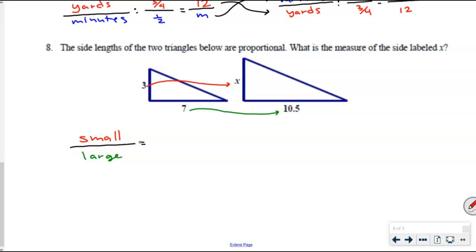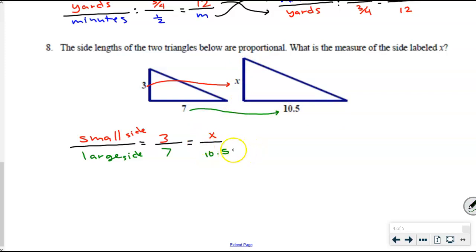So I'm comparing the small side to the large side with the ratio of 3/7. That's the small side and the large side here in the smaller triangle. And that is going to be equal, because it's proportional to the smaller side and the bigger side.